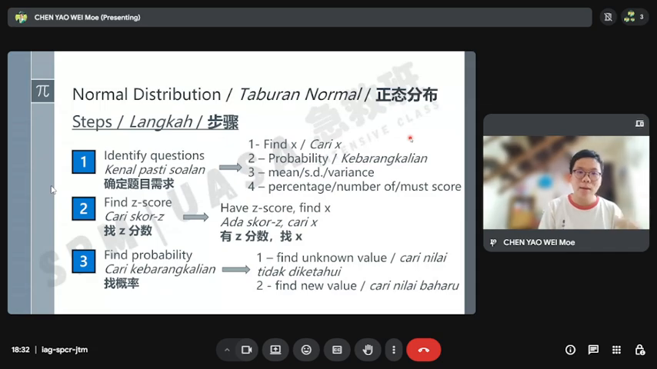Later on, you draw the graph like this. From the graph, I can find the probability. From the probability, you can find an unknown value or find a new value. If the question gives a new value, find the new probability. That is the pattern of the question that I see.